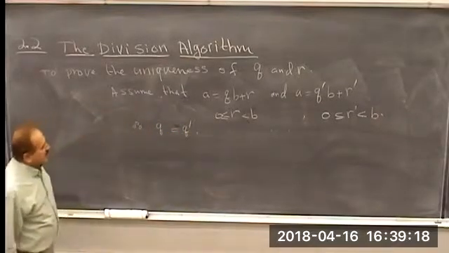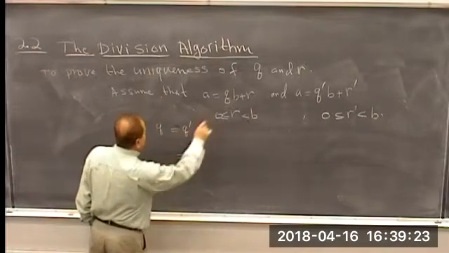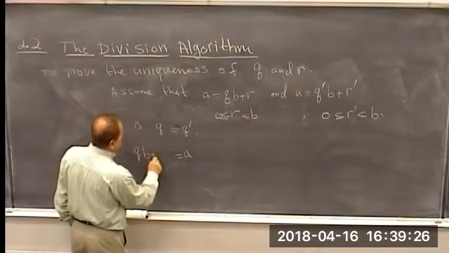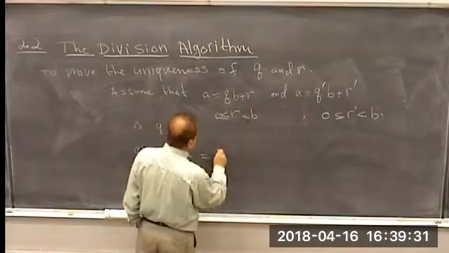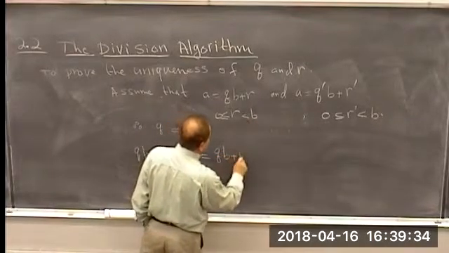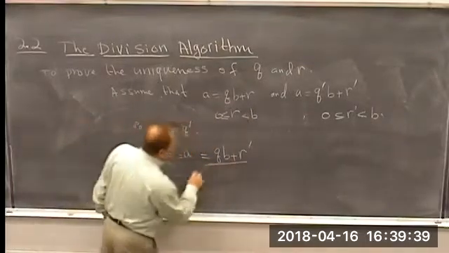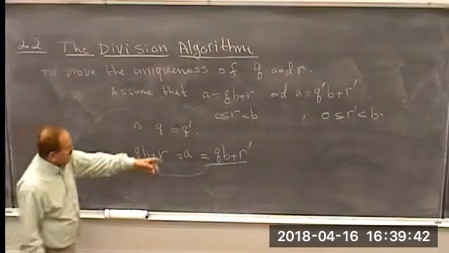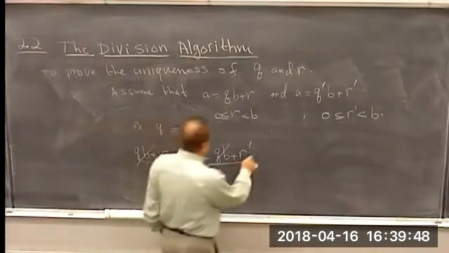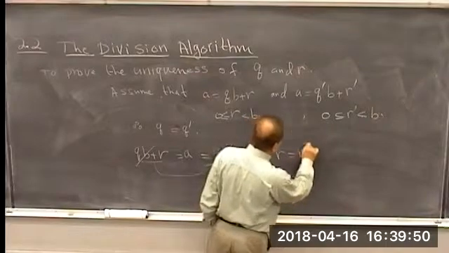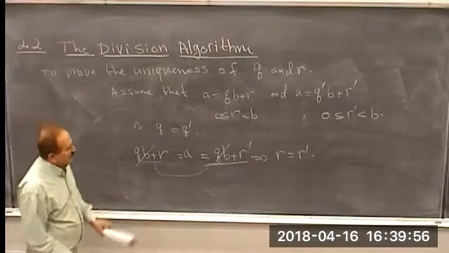Well, let's put this in here. So we have the A. On one hand, we have QB plus R, and on the other, since Q prime is the same, it's going to be again QB plus R prime. All right, now equating these to each other, we can cancel the BQ out, and this leads to R must equal R prime. So this completes the uniqueness of Q and R.